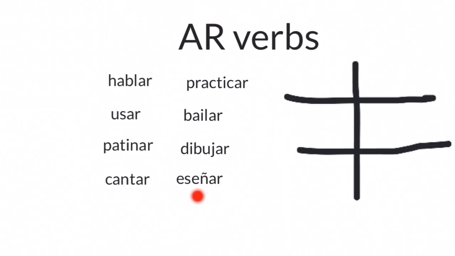On your paper, make a chart like this for each one of these verbs. Then what you're going to do is take off the AR. That will be the stem, as we did with hablar in a previous example. And then you're going to put on the correct ending for each one of these positions in the chart. Stop the video now and see if you can do these 8 little charts on your paper.